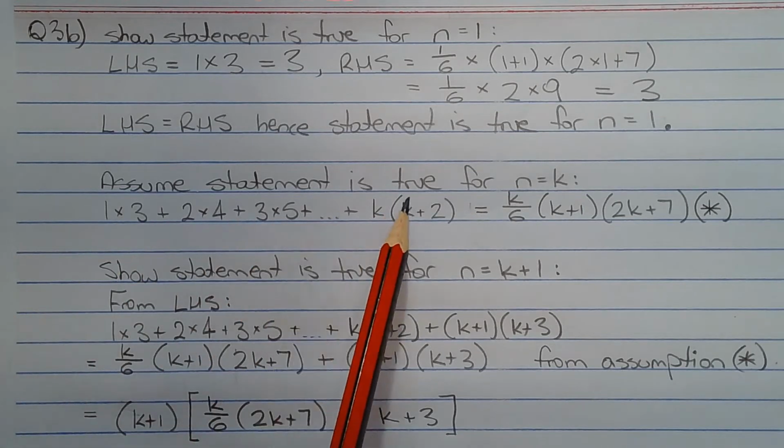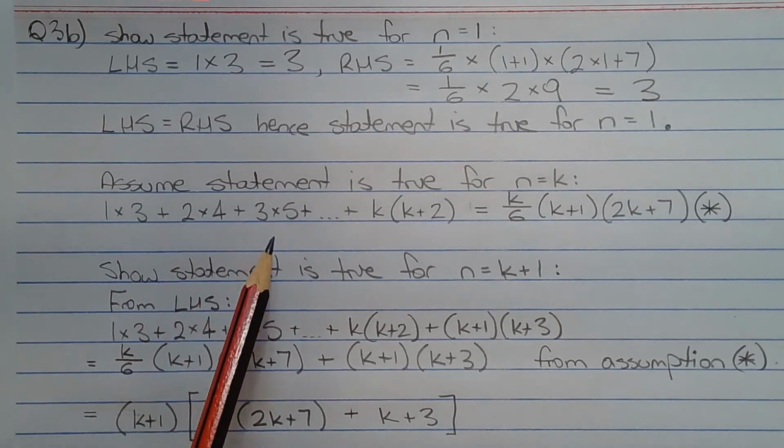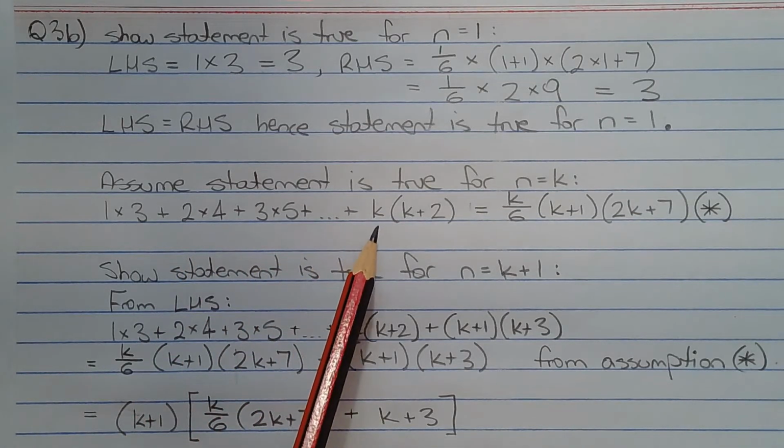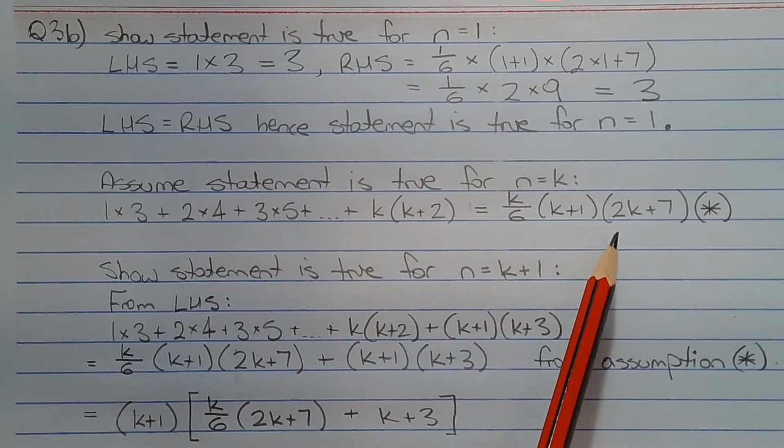Next, we assume the statement is true for n equals k. That is, 1 times 3 plus 2 times 4 plus 3 times 5 plus ... plus k times (k plus 2) equals k over 6 times (k plus 1) times (2k plus 7).